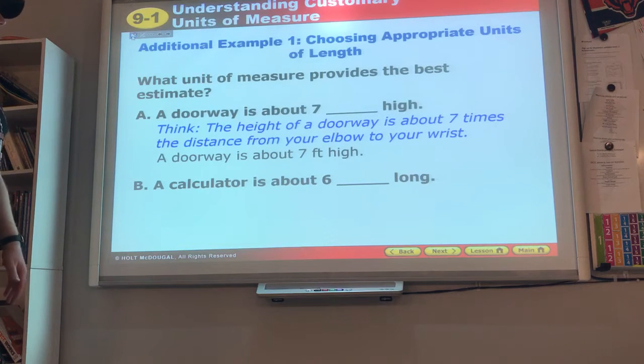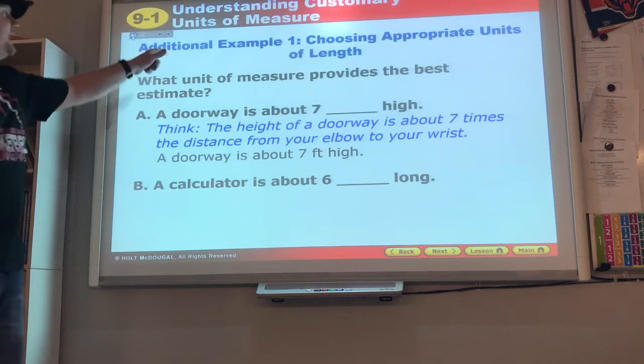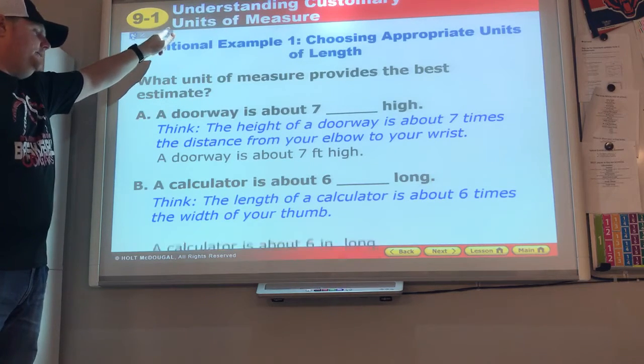A calculator is about 6 inches, feet, yards long. Well, I think I can hold a calculator in my hand, so I'm thinking it has to be inches. All right?